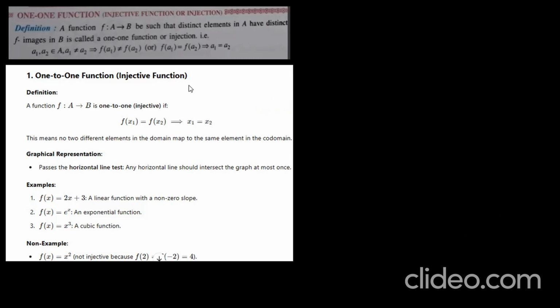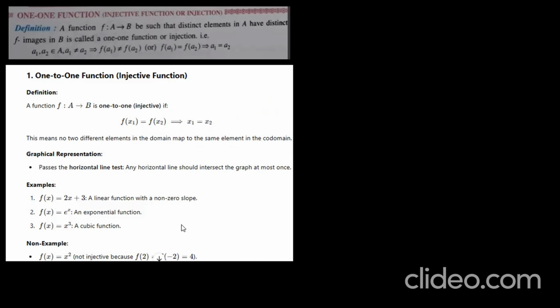One-to-one, or injection, definition: f is an injection if f of x1 is equal to f of x2, then x1 is equal to x2. This means no two different elements in the domain map to the same element in the codomain. They should not map. Just like before we observed, 1 and minus 1 both map to 1. That's why it is not an injection.